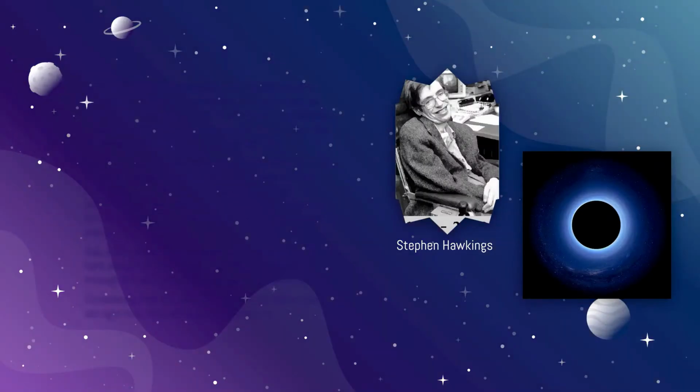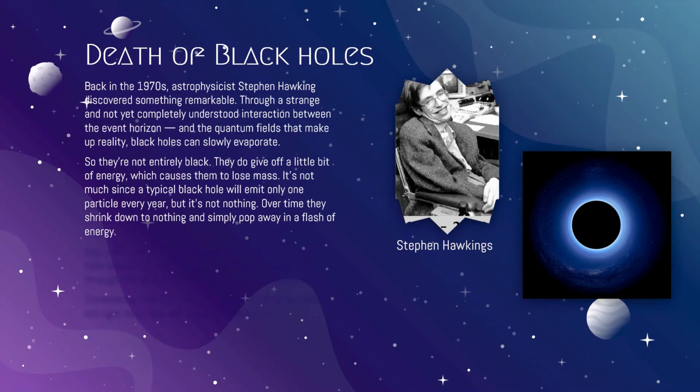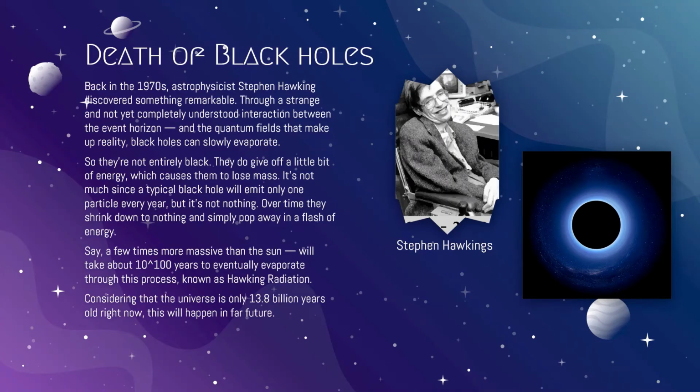Death of black holes. Back in the 1970s, astrophysicist Stephen Hawking discovered something remarkable. Through a strange and not yet completely understood interaction between the event horizon and the quantum fields that make up reality, black holes can slowly evaporate. So they are not entirely black. They do give off a little bit of energy which causes them to lose mass. It's not much, since a typical black hole will emit only one particle every year. But it's not nothing. Over time, they shrink down to nothing and simply pop away in a flash of energy.